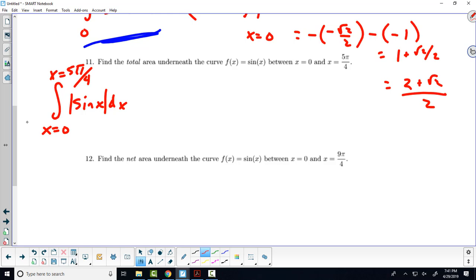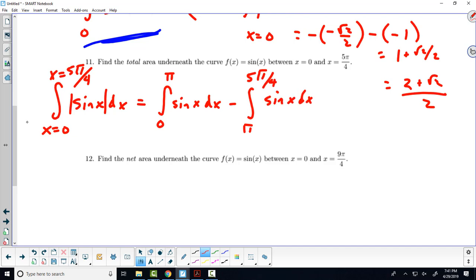If I were doing this problem on my own, first of all, why did I put the absolute value on there? Because we want the total area. If I were doing this problem on my own, this is what I would write. I would write this as the integral from 0 to pi of the sine of x dx minus the integral from pi to 5 pi over 4 of sine of x dx. That's how I would do this one, having done these problems many, many times. So eventually you'd want to write it this way.